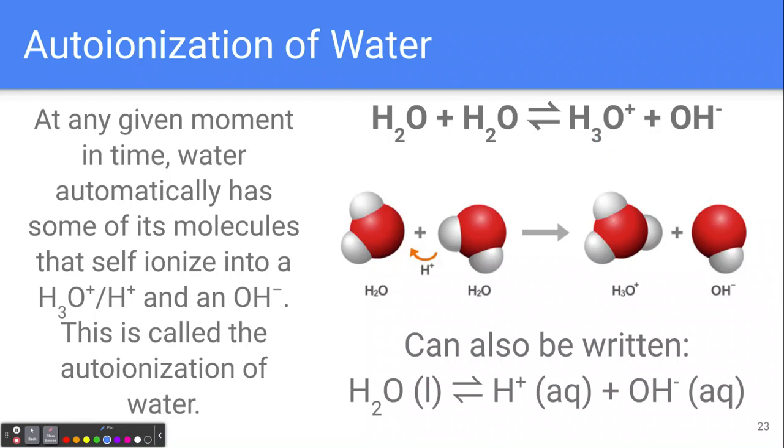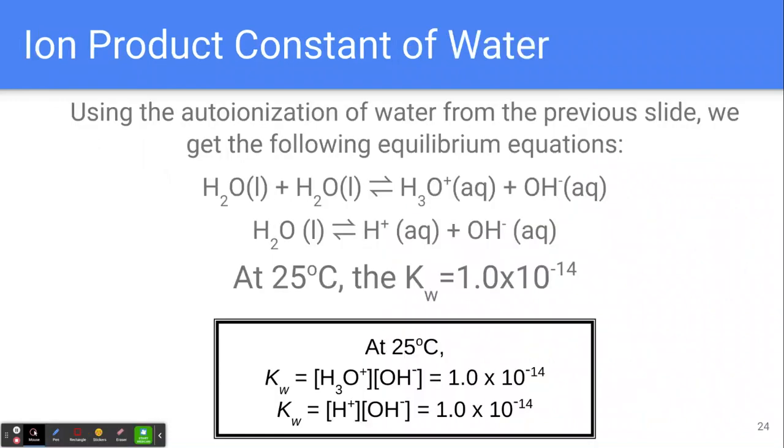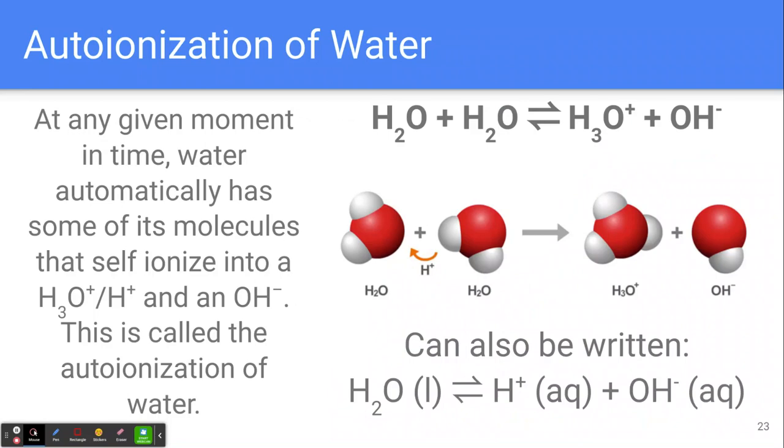Up at the top, you can see that water can turn into hydronium and hydroxide, or water can be turned into a proton and hydroxide. Remember that these two things are equal to each other. H3O plus and then the H plus are the same exact thing. They just are represented a little bit differently. So this is constantly happening. In water, we're constantly getting these protons or hydroniums and the hydroxides.